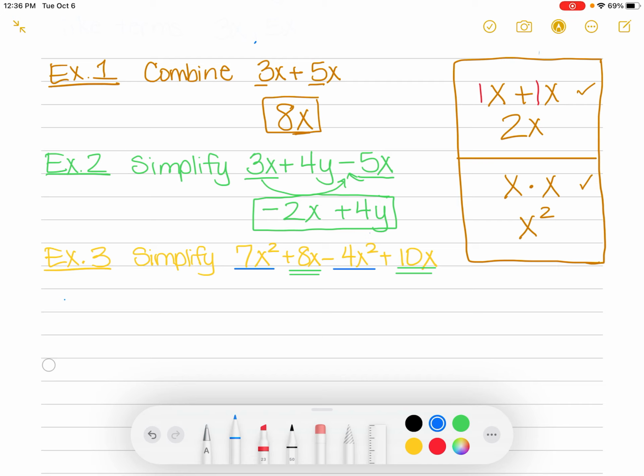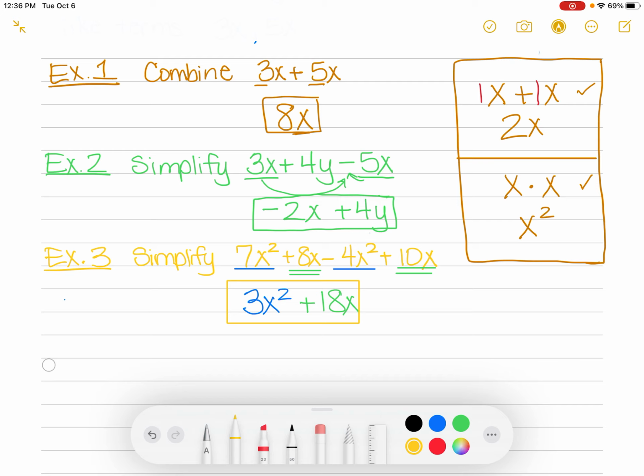So 7x squared minus 4x squared is 3x squared. Then I'm going to take the ones I underlined in green, the 8x and the 10x, and I'm going to add those, and I get 18x. Now, I put them in different colors for this example so that you could see which ones were the like terms, okay? I won't always do that. So my answer to this, simplifying this problem, is 3x squared plus 18x.